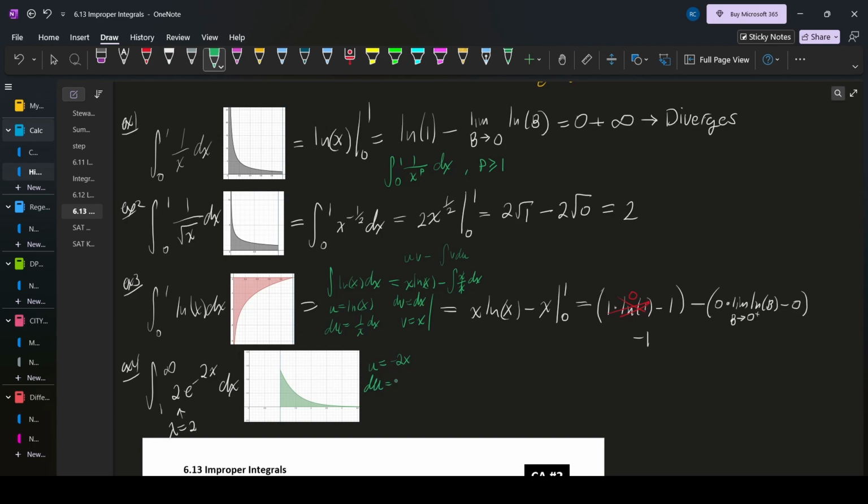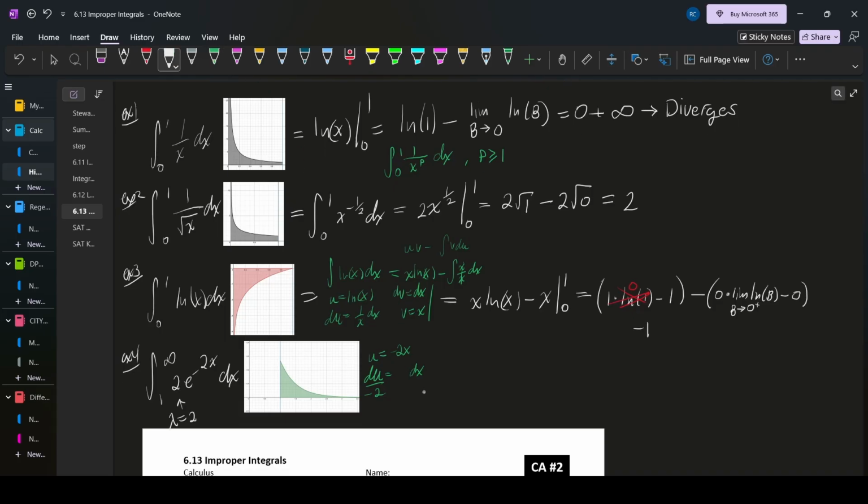That means du is negative 2 dx. So we can divide both sides by negative 2. So du over negative 2 is dx. So this becomes the integral of negative one half e to the u du. And the integral of e to the x is just e to the x. So the integral of negative one half e to the u is negative one half e to the u. And let's remember that u is really negative 2x. And we're integrating from 1 to infinity.